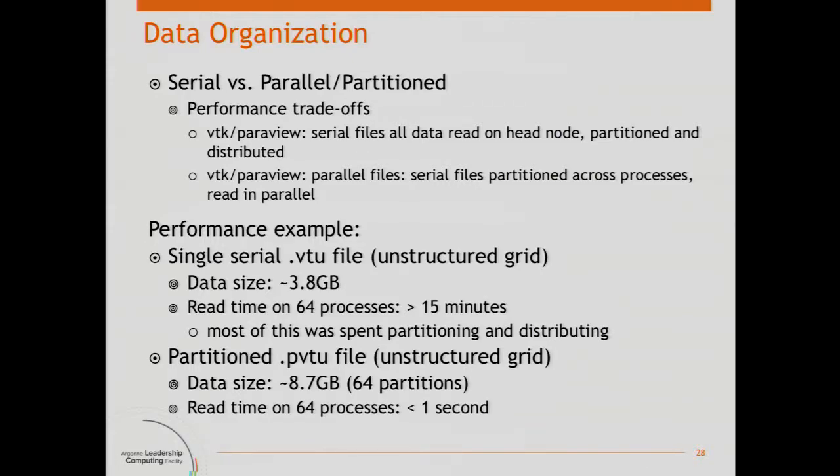But then I took that same data and saved it into a parallel VTU file, parallel unstructured grid. This was partitioned into the same number of partitions, 64. There's a bunch of extra information in terms of ghost cells between partitions, so the data size grew a little bit. But when I read in that same data set on 64 processes, it took under a second. So you can see there are some advantages, and maybe a little bit of trade-off, right? Because the data size did grow some, but we earned it back in the performance.